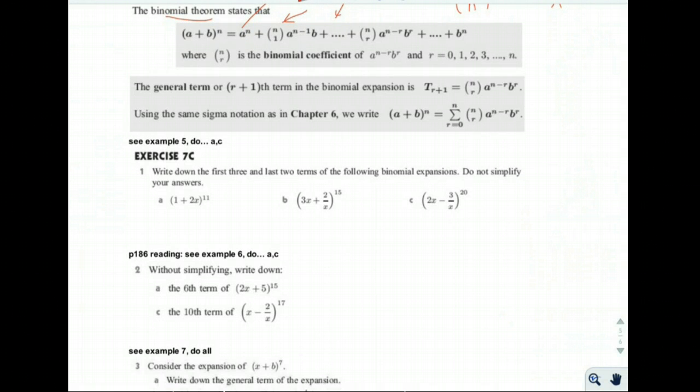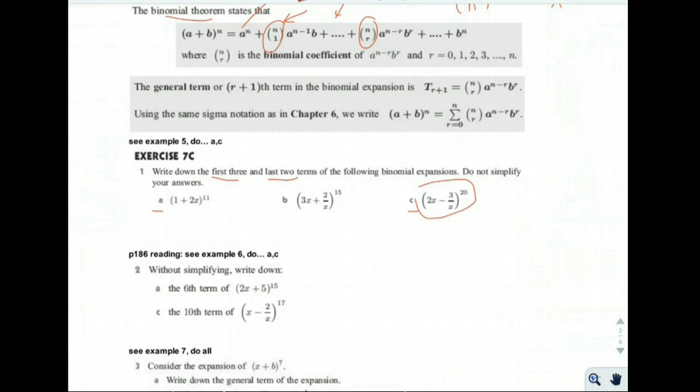Using the binomial theorem, we can figure out what any term is going to look like without having to go through all of Pascal's triangle, because we already have a formula to figure out the coefficient using factorials. So let's see. For number 1, let's do C, since it's a little bit more complicated. It asks us to find the first 3 and the last terms of these expansions.